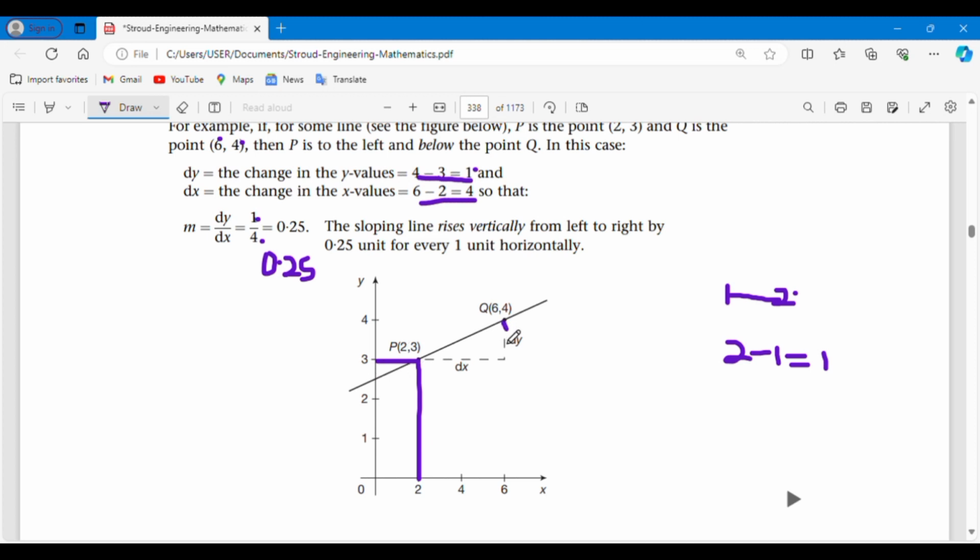Let's look at point Q also. Point Q, this is point what? 6, right? And this is what? 4. Right? 6 is the x value, 4 is the y value. That's just a graphical representation.